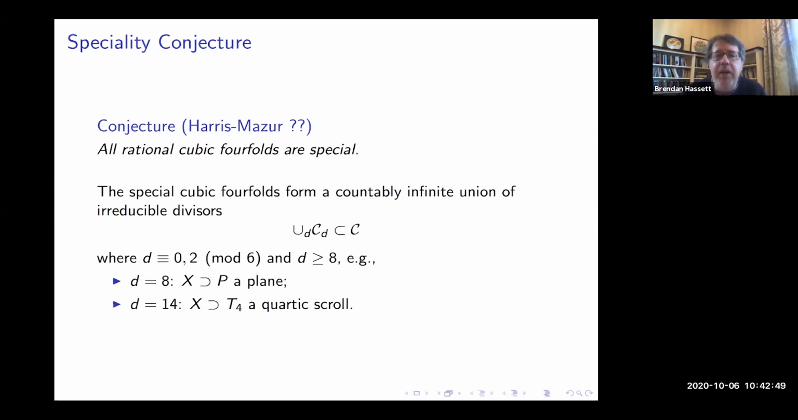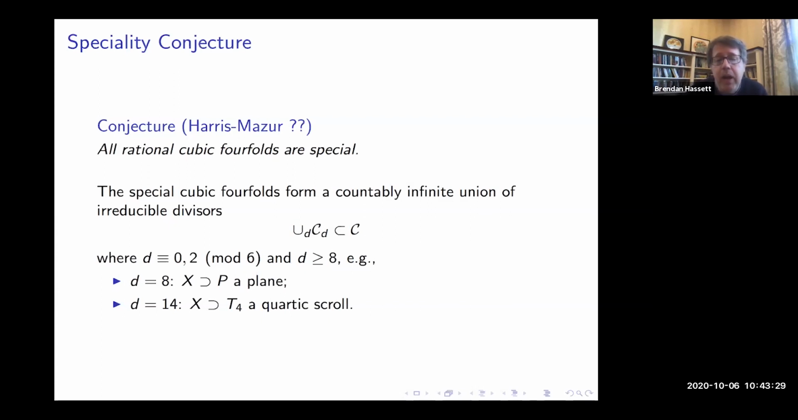And so the speciality conjecture is simply the assertion that all rational cubic fourfolds, so the locus rat C, are in fact special. And the special cubic fourfolds can be described quite explicitly. They're indexed by a countably infinite union of irreducible divisors in moduli. They're parameterized by even integers congruent to 0, 2 mod 6, starting from 8. And the first two cases are cases that we've already seen.